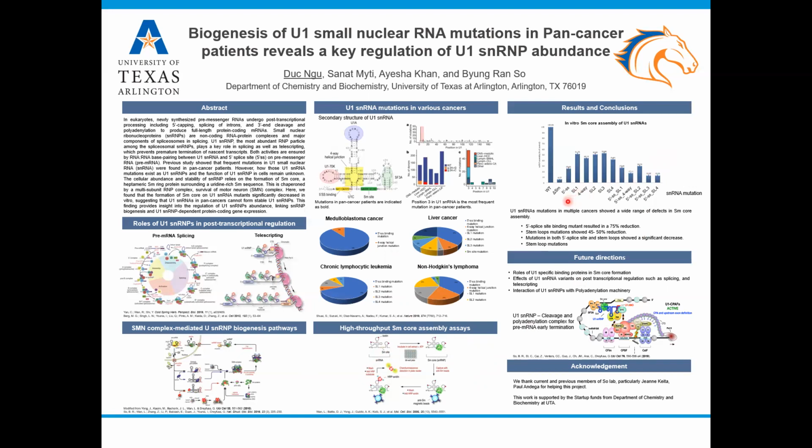As you can see right here, mutation at the 5' splice site results in almost 75% reduction of the snRNP assembly. The stem loop mutations have depleted around 45 to 50% reduction. And then I want to see whether double mutations are going to affect it, because most of the patients carry 2 mutations in the U1 snRNA. So double mutations deplete around 80 to 90% of the assembly. So that concludes that those mutations in pan-cancer may contribute to the U1 snRNP biogenesis pathway.